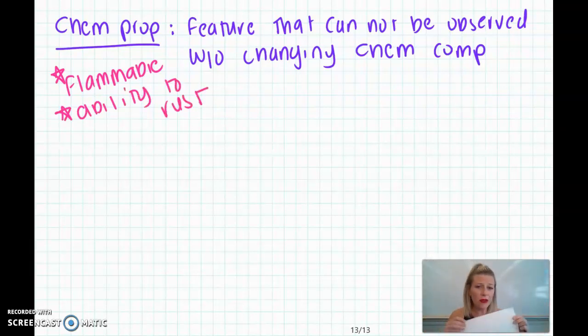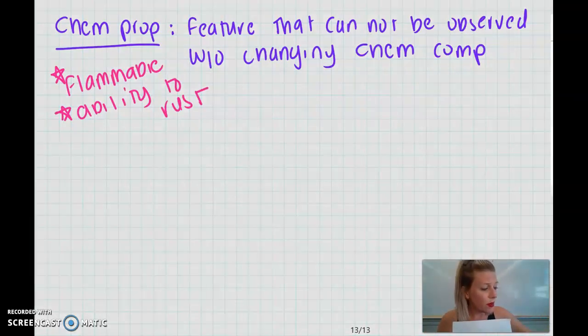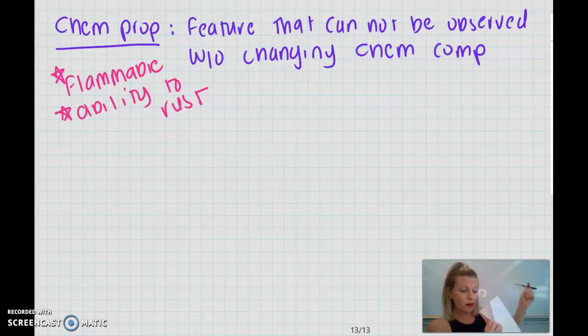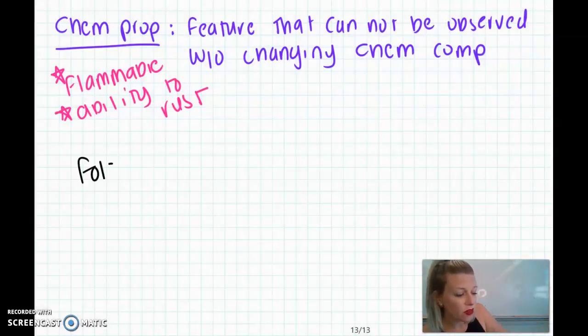Okay, so how can I change this piece of paper? What are some of the ways that I can change this? I'm going to go ahead and jot them down as I do it, and if you want to jot them down as I do it, that'd be great. So first one, I'm going to fold the piece of paper, okay?